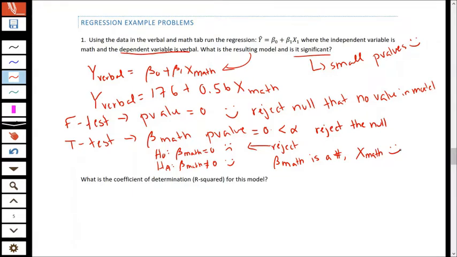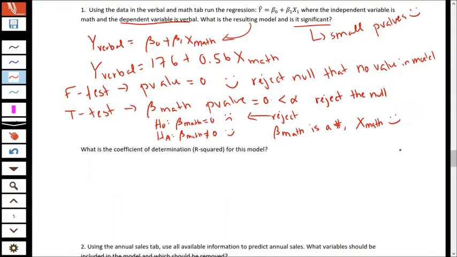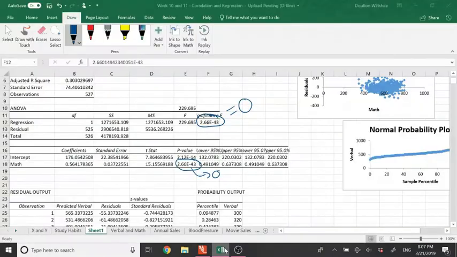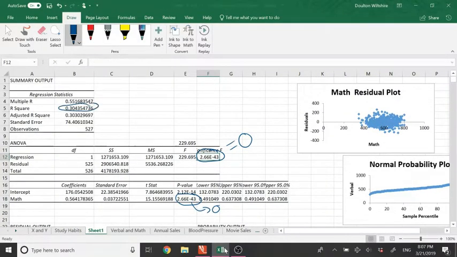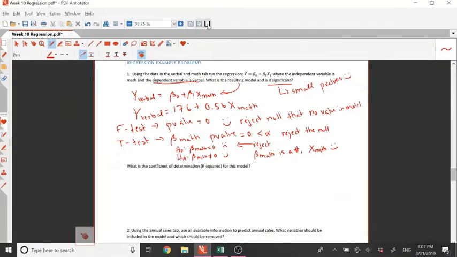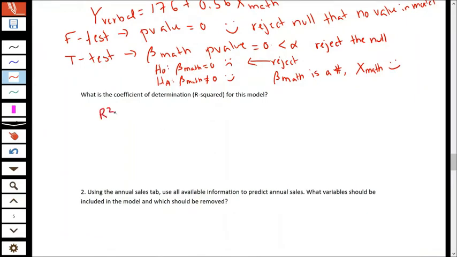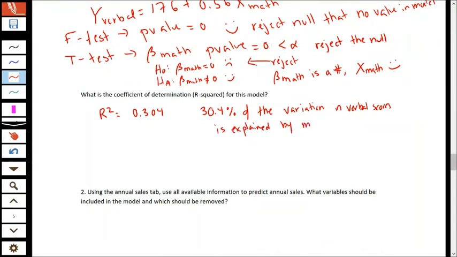So it asks us, well, what is the coefficient of determination, which is r squared for this model? So if we go back to that Excel sheet, that r squared, 0.304 there. And so that value, our r squared, this is telling us that about 30.4% of the variation in verbal scores, so the amount the verbal scores are going up and down, is explained by math scores. That's actually not a very good one. We can only explain about 30% of what's happening.